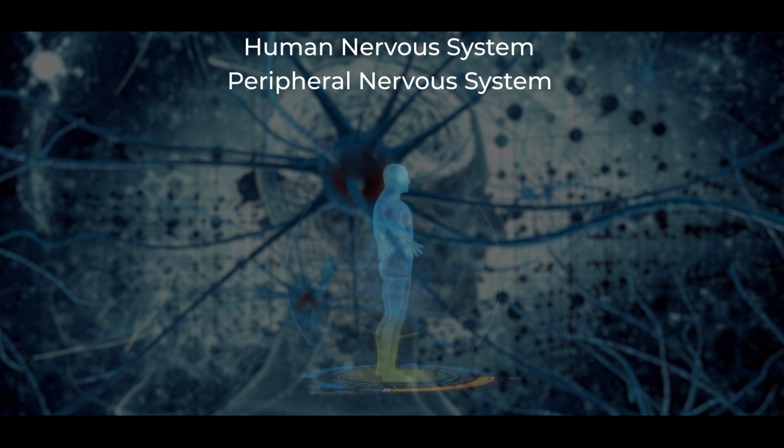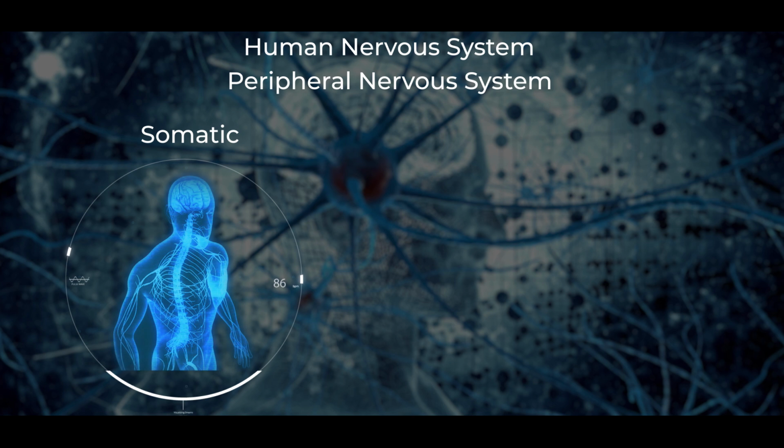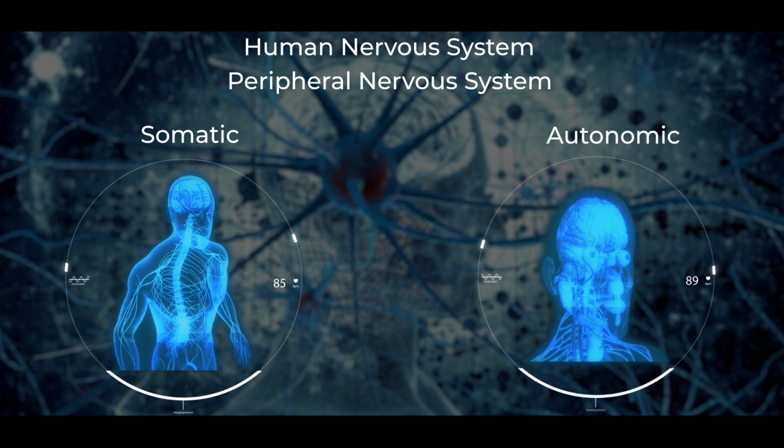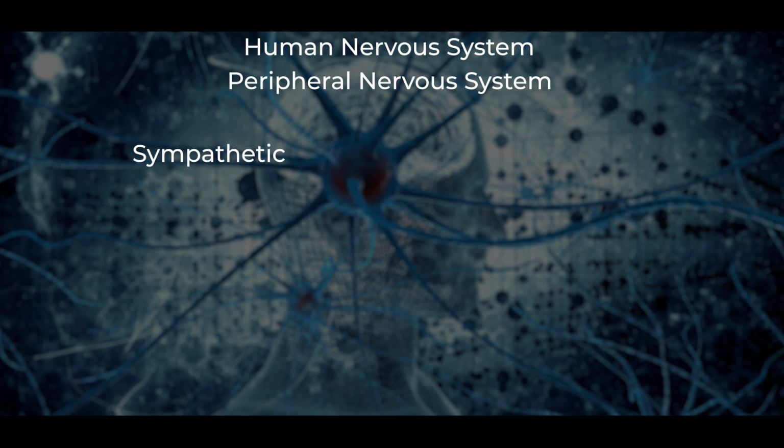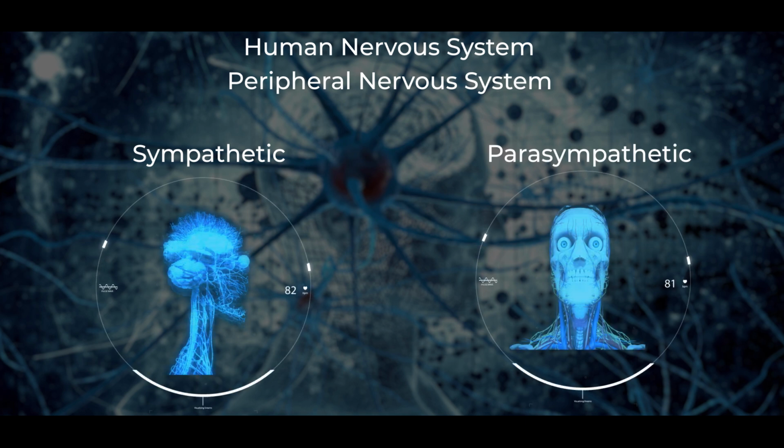The peripheral nervous system is divided into two subdivisions, that is the somatic nervous system and the autonomic nervous system. Under the somatic nervous system, all those nerves which enter into the brain and the spinal cord are included, and also those nerves which emerge out of the brain and the spinal cord. The autonomic nervous system is again subdivided into the sympathetic nervous system and the parasympathetic nervous system.